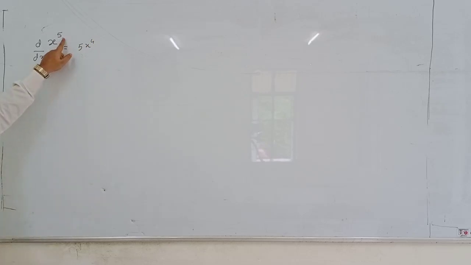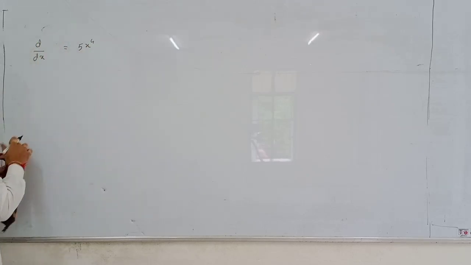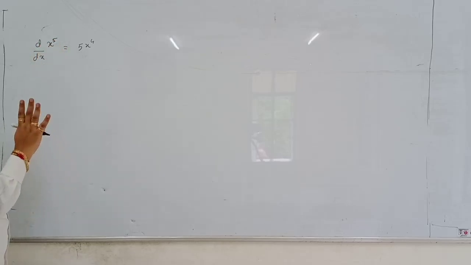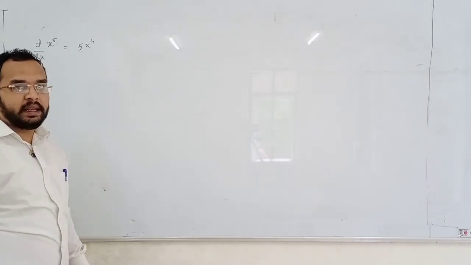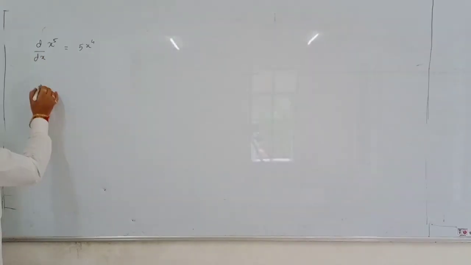Take the power in the numerator and reduce the power by 1. So power is 5. Take this power in the numerator and reduce the power by 1. That means it will be 4, because the power was 5 and when this power is reduced by 1, it will become 4. So this is the differentiation of x to the power 5.